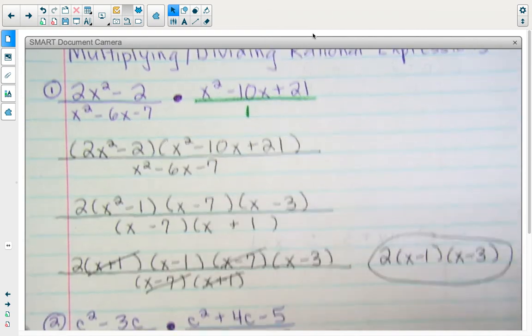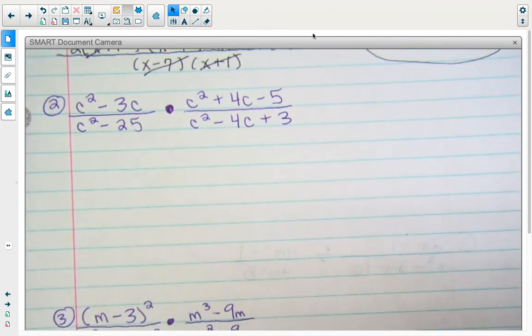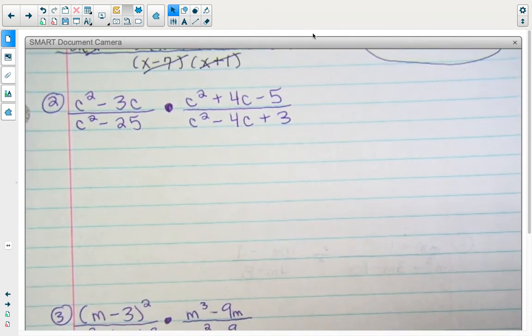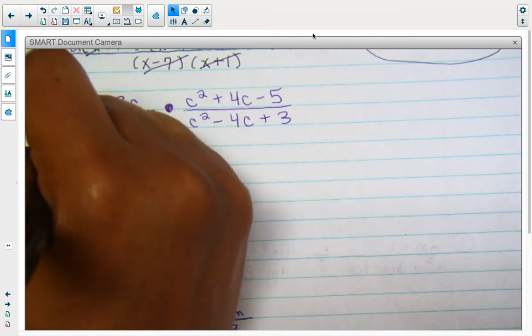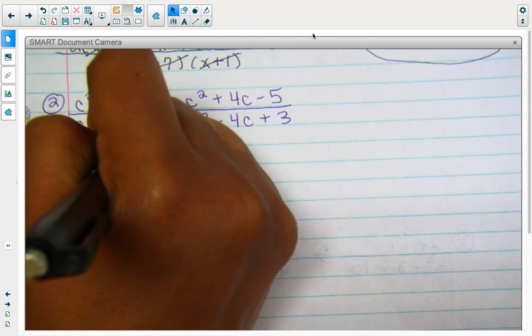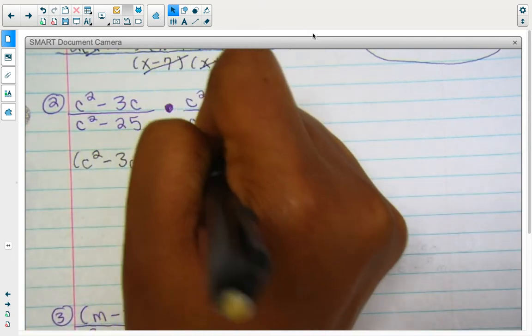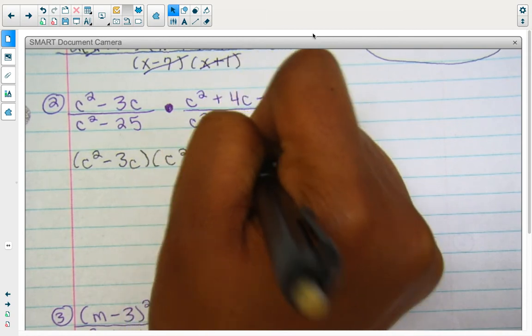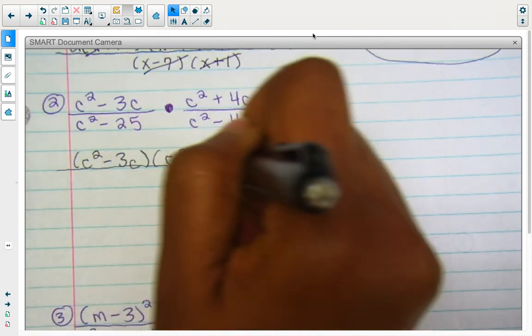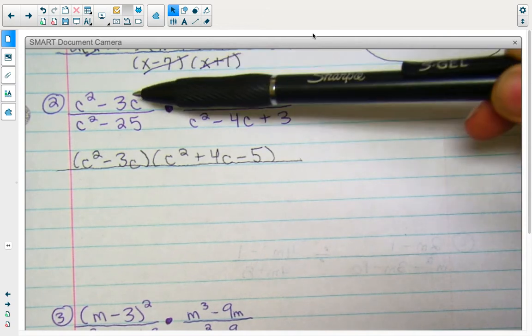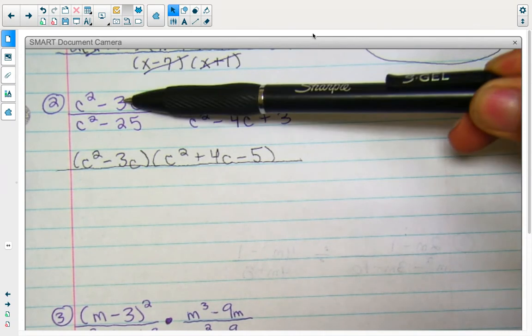We're going to try another one. So we're going to multiply. Okay, I'm not literally going to multiply them out. You'll see that I'm just going to put them beside each other. So c squared minus 3c times c squared plus 4c minus 5. We're going to draw our line. So this is us just putting the numerators beside each other.